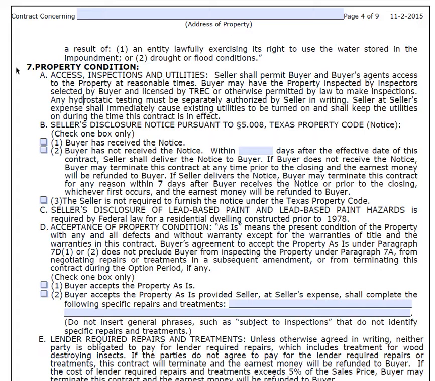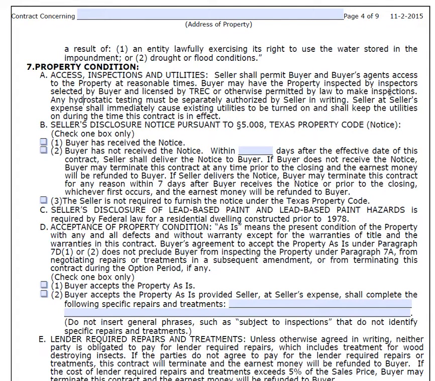Let's start with paragraph 7A. Seller shall permit buyer and buyer's agents access to the property at reasonable times. It does say seller shall. It's a command sentence. Unfortunately, there's no definition given of at reasonable times, so occasionally that can cause disagreement. However, seller shall permit is very clear.